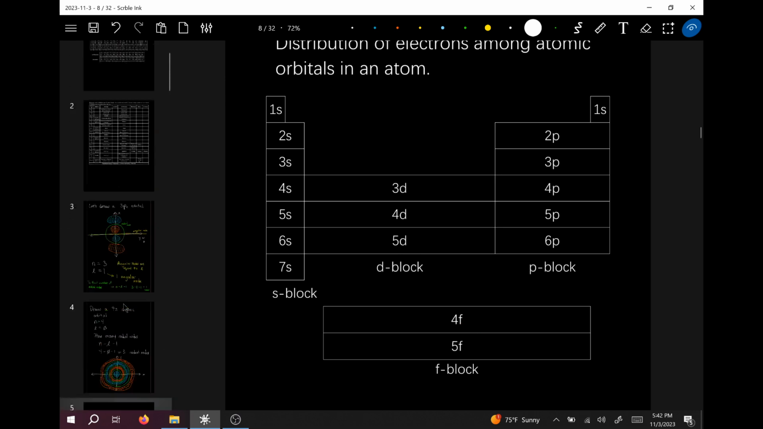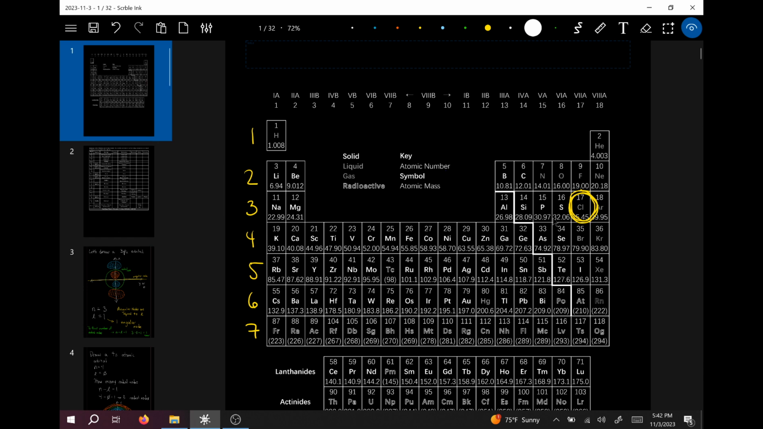So let's go back to our periodic table. I have chlorine here, and I'm going to start at hydrogen. I know that a neutral chlorine atom will have 17 protons and 17 electrons, and so I have to assign all of those electrons in that atom. If I count from the beginning, 1, 2, 3, 4, 5, 6, 7, 8, 9, 10, 11, 12, 13, 14, 15, 16, 17, there are 17 electrons.